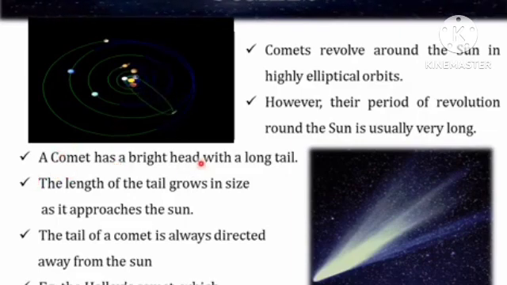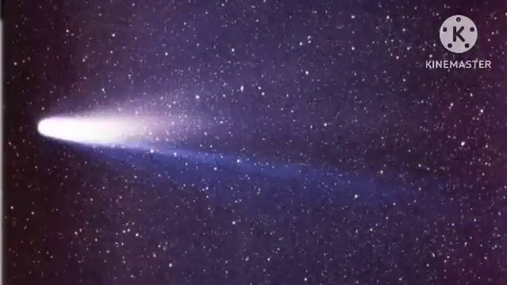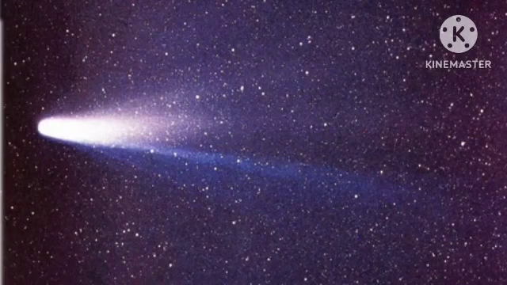Now, the comet has a bright head with a long tail. Actually, the comet is an icy small solar system body that, when it passes close to the sun, warms and begins to release gases. And this produces a visible atmosphere that we generally call a tail. Now, the length of the tail grows in size as it approaches the sun. And the tail of a comet is always directed away from the sun. Now, one example of a comet is Halley's Comet. This comet appears after nearly every 76 years, and it was last seen in 1986.